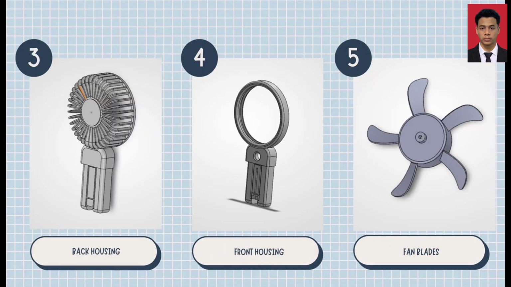This slide shows 3 components. The back housing protects the internal components. The front housing is connected to the back housing to form the fan body. The fan blade rotates to generate airflow and provide cooling. All of these parts we modeled according to the dimensions of the original product.